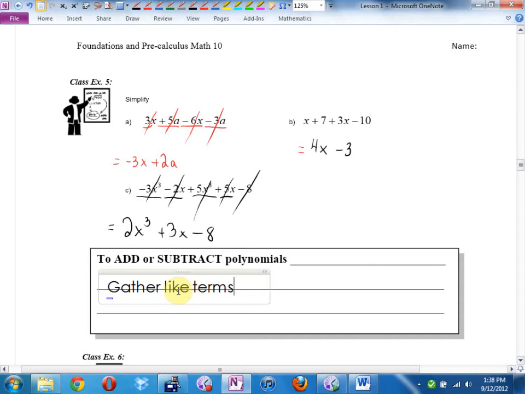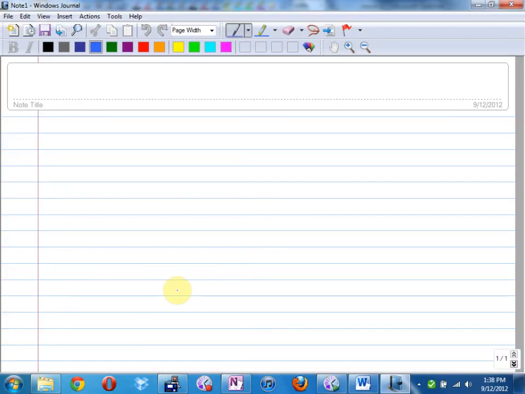The most common mistake, kids want to do this. They want to do that. So when you're gathering like terms, when you're adding and subtracting, the exponents don't change, and those aren't like terms.